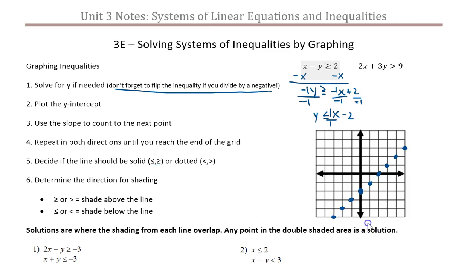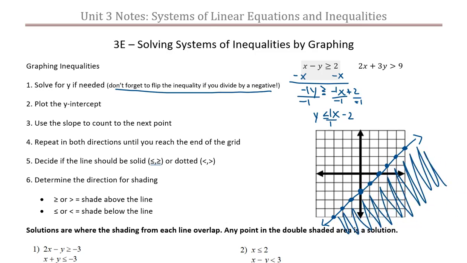Now when I go to draw this, I have to decide if the line should be solid or dotted. It's a solid line if it has the or equal to. It's a dotted line if it does not. So this one was less than or equal to, so I'm going to draw a solid line, with arrows on both sides, just like we did before. And then we have to shade, because inequalities have more than one solution. This is less than or equal to, so all the points that are less than or equal to this line are below the line. So I am going to shade below the line.